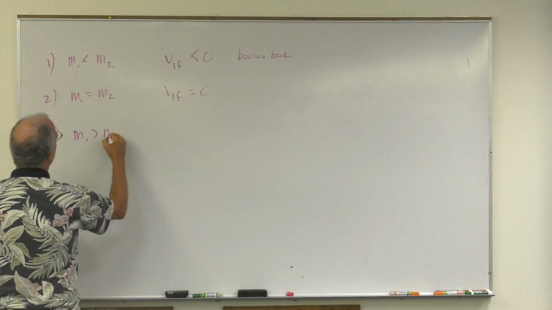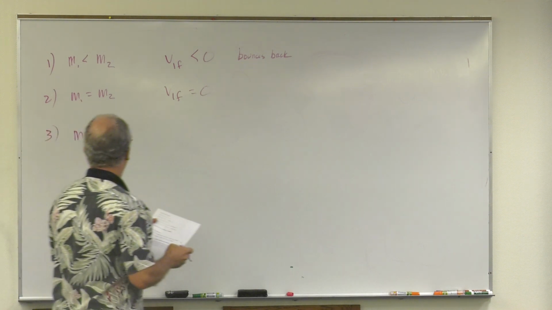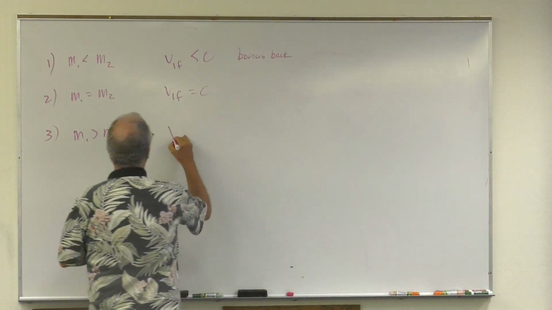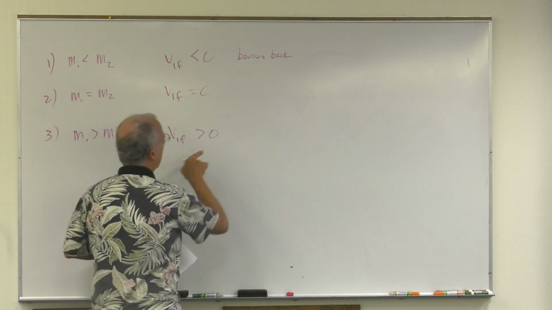Okay, what's next? M1 is greater than M2. If M1 is greater than M2, that means this is bigger than that. So this will be positive, that will be positive, and so this is going to be positive. So if this is more massive than this one, it just keeps on going to the right. V1 final is positive. So it goes that way.